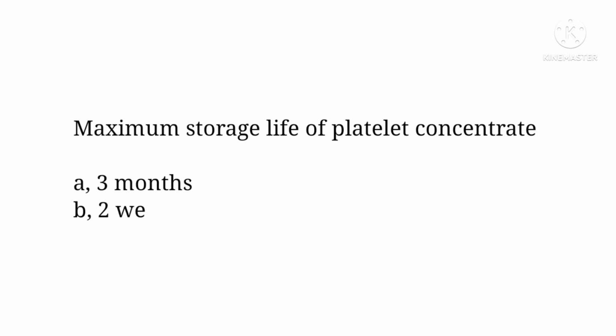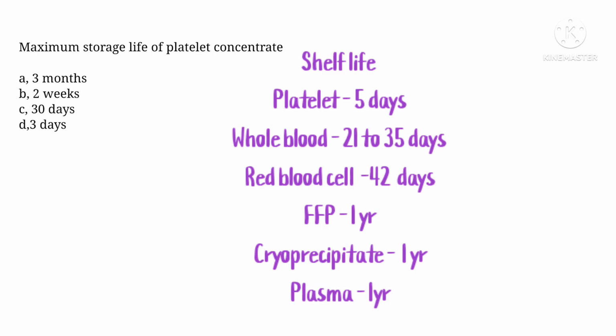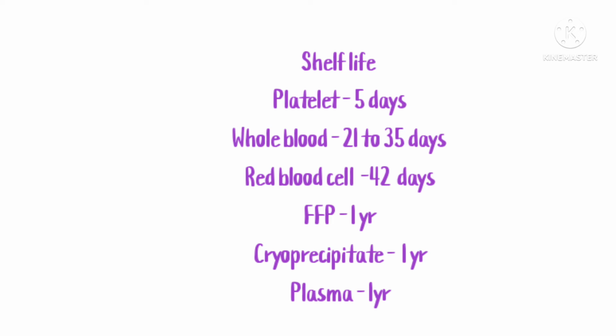Maximum storage life of platelet concentrate is option A 3 months, option B 2 weeks, option C 30 days, option D 3 days. The answer is option D 3 days. Platelets stored at 20 to 24 degrees Celsius and shelf life is 5 days. Whole blood stored at 1 to 6 degrees Celsius and shelf life is 21 to 35 days. Red blood cells stored at 1 to 6 degrees Celsius and shelf life is 42 days.